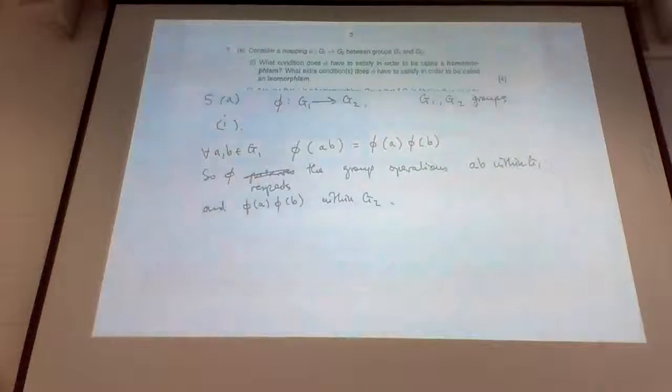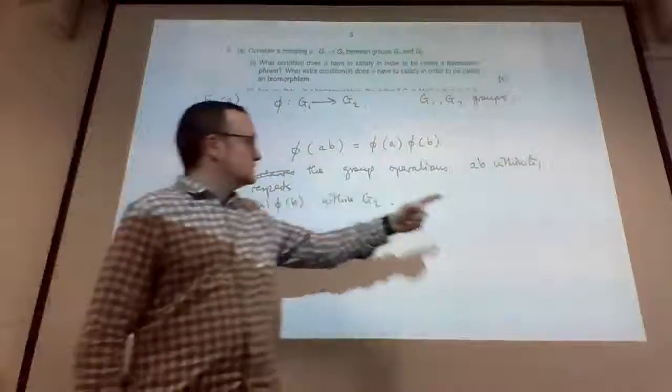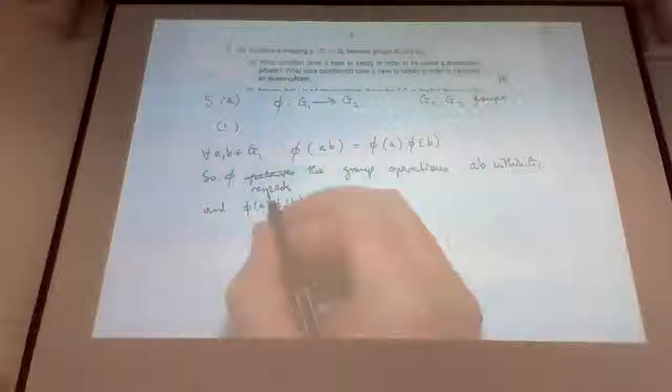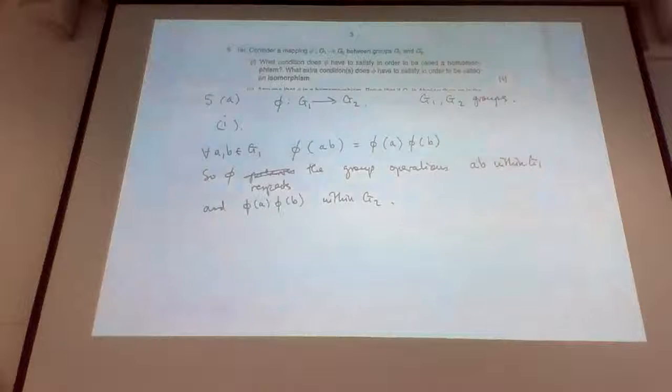And then the extra conditions needed in order to be called an isomorphism. What's that word that you've written underneath the scribble? Respects. But that's just a bit of commentary on it. So what are the extra conditions then?